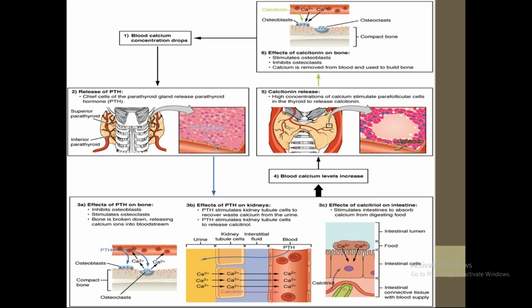So once the serum calcium increases beyond a certain point, calcitonin is released from the thyroid gland by the parafollicular cells, which will act on the bone. It will stimulate osteoblasts, inhibit osteoclasts, and calcium is removed from the blood and used to build bone. Then depending upon the body's mechanisms, blood calcium can return to normal, or blood calcium concentration drops.